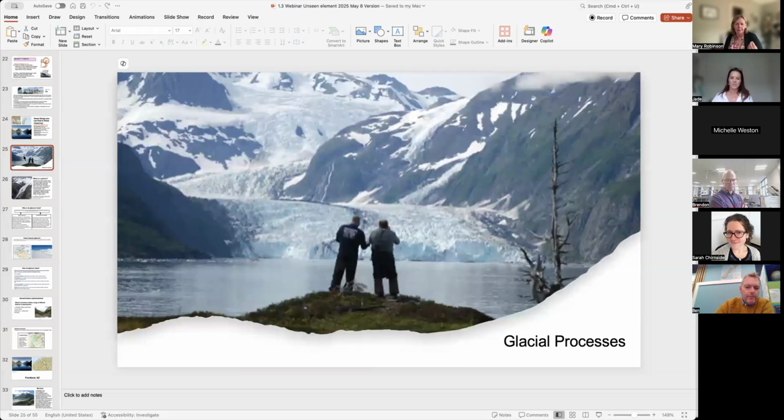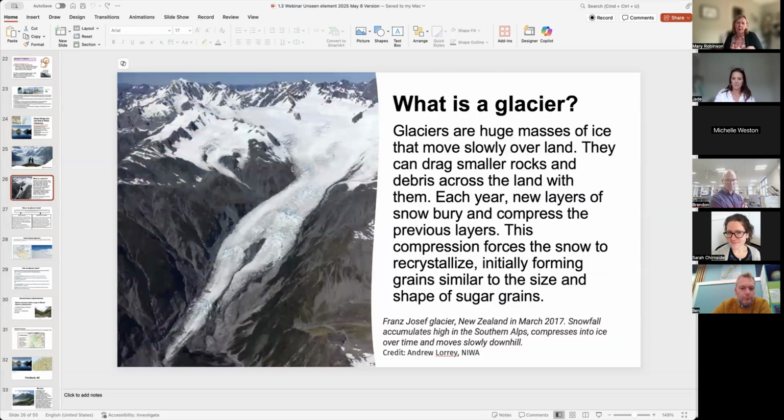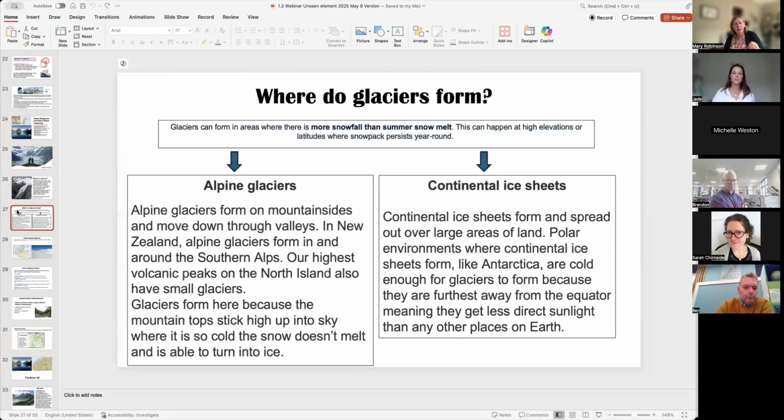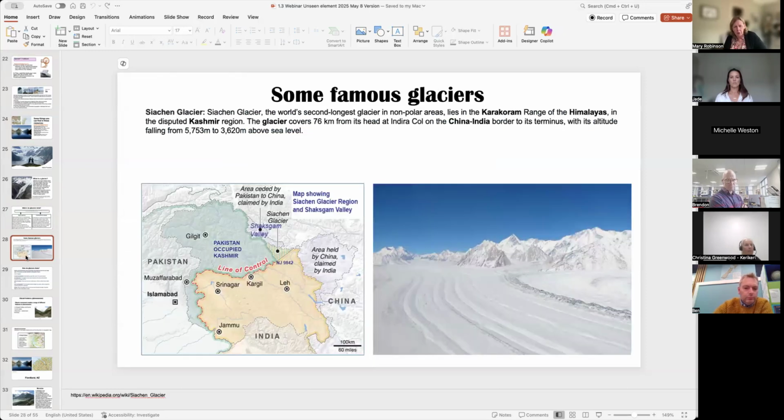So I'm going to show you some from our glacier processes PowerPoint. We have a bit of an overview. What is a glacier? So students know what a glacier is. They have some information about how glaciers form, and we would probably be focusing on these kinds of glaciers. We've got some information about, let's look at some famous glaciers across the globe. This one could be particularly interesting to look at in the Kashmir region, given what's going on in the world right now.